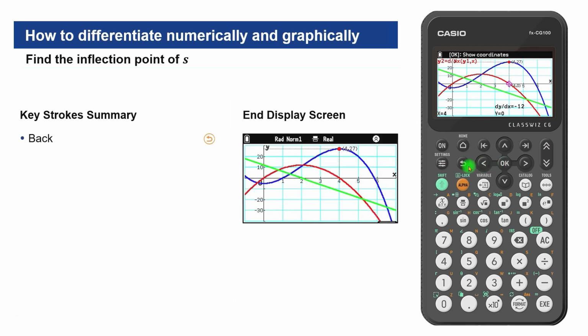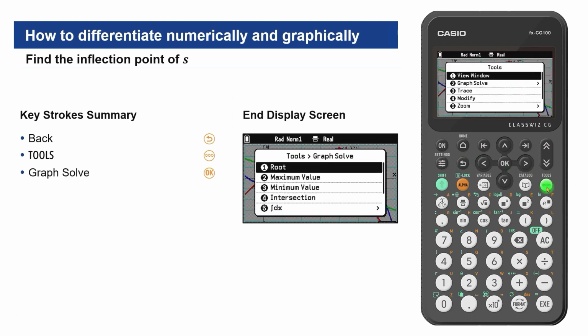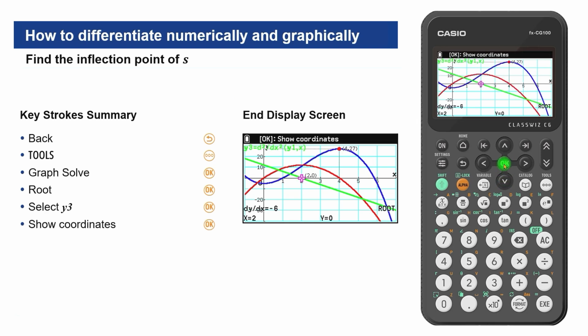End the analysis with back, and press Tools. Select Graph Solve, and then Root. Scroll and select the second derivative y3. Press OK to show the coordinates for the root at 2, 0. This indicates a maximum value of the first derivative at 2, and so an inflection point for s.